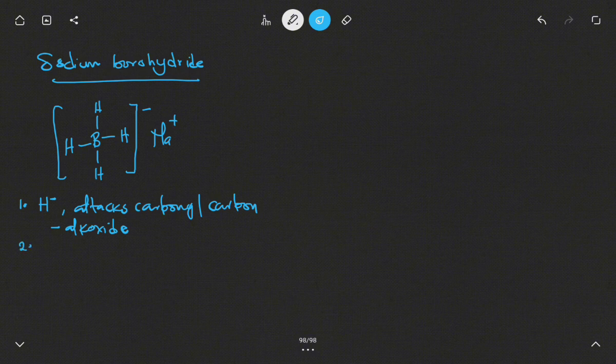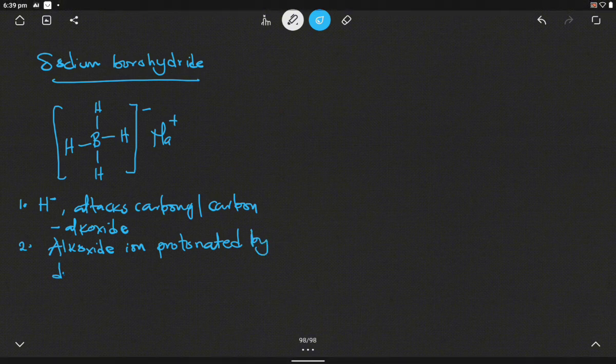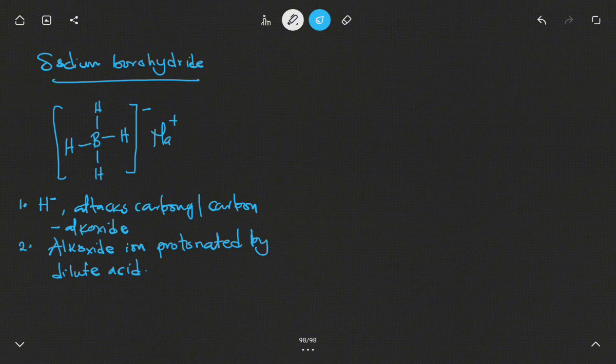Then we'll have the alkoxide ion protonated by a dilute acid. So let me put that here: alkoxide protonated by dilute acid. Alright, so in this example, I'm going to use benzaldehyde.